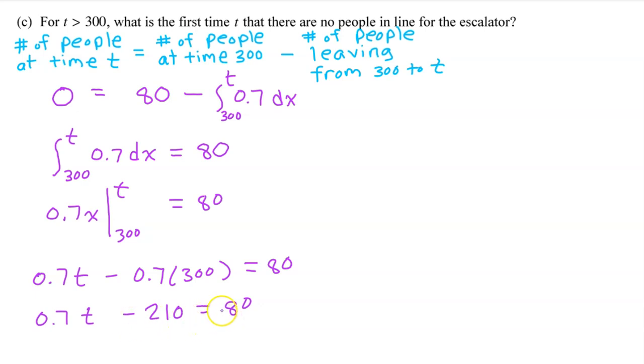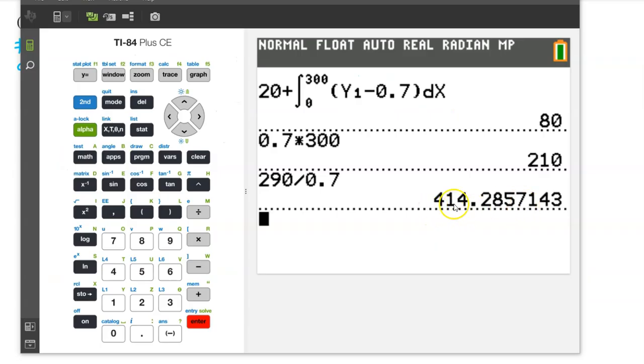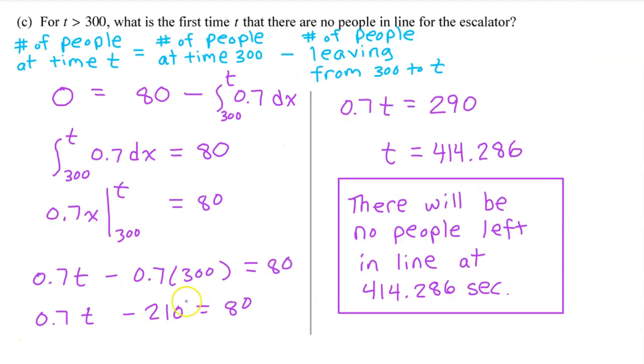Adding 210 to both sides, we get 0.7t equals 290. Dividing both sides by 0.7, we get this. You can either truncate and write 414.285 or round and put 414.286. Write your answer as a sentence. There will be no people left in line at 414.286 seconds. Don't forget your units.